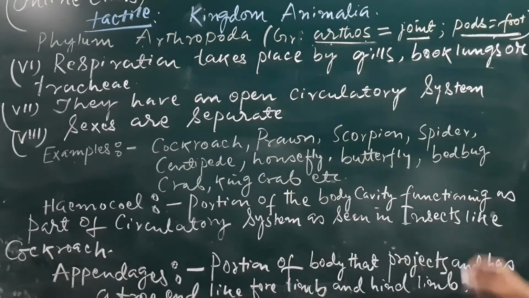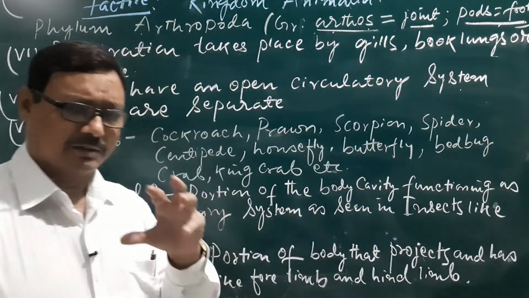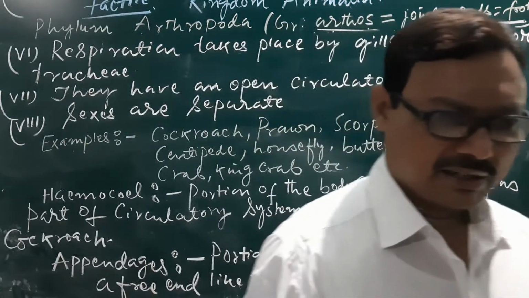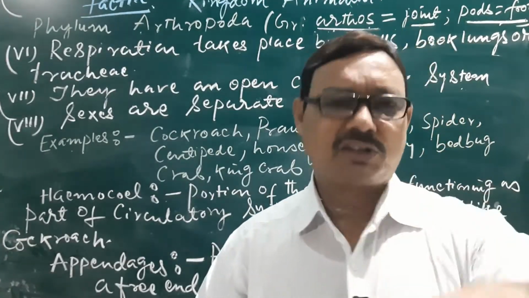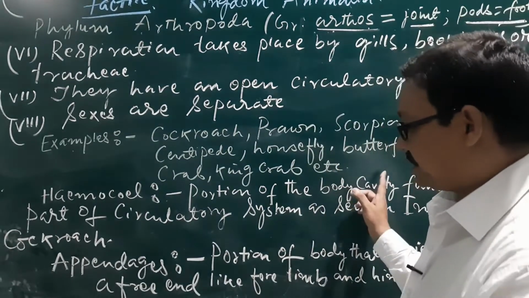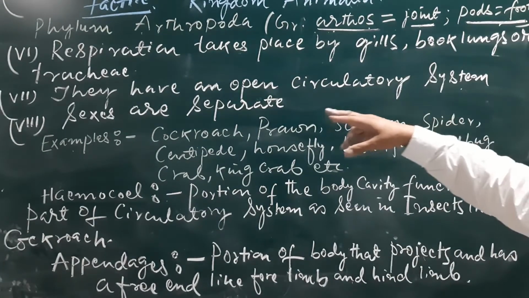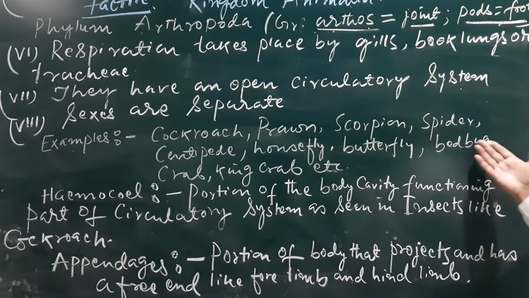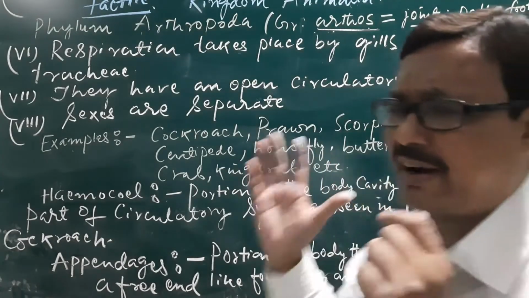They have an open circulatory system. You are well aware of the open circulatory system, that means the blood does not circulate within confined vessels. It can directly bathe the body cavity, and that is why that body cavity is replaced by the hemocoel. Understand? And sexes are separate, and the familiar examples given here are cockroach, prawn, scorpion, spider, centipede, horsefly, butterfly, but there are varieties.